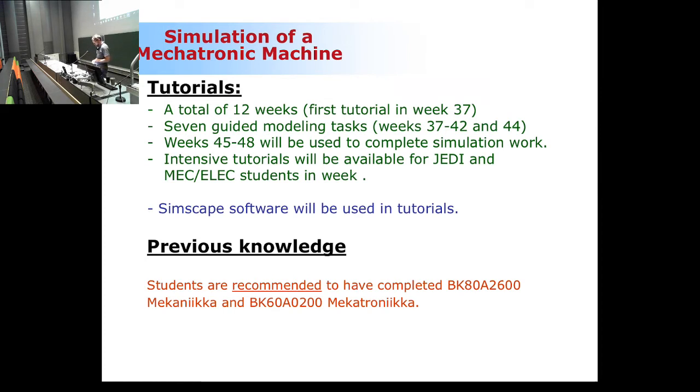Then those students that are not physically here, the JEDI students and the MEC students, there will be intensive tutorials available for them. That will be during the midterm exam week, but details will be available a bit later. Then for Finnish students, there is some previous knowledge that I'm expecting you to have. I don't think that is really important because what matters in this class is attitude. If you just have this can-do attitude, you can make it happen, even though you have no prior knowledge about mechanics or other stuff. It will be fine, believe me.